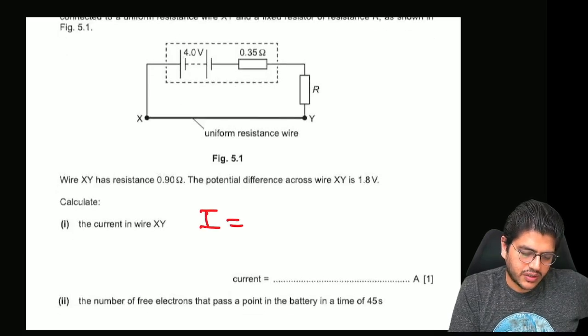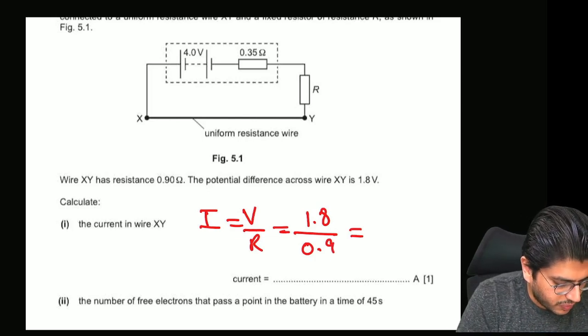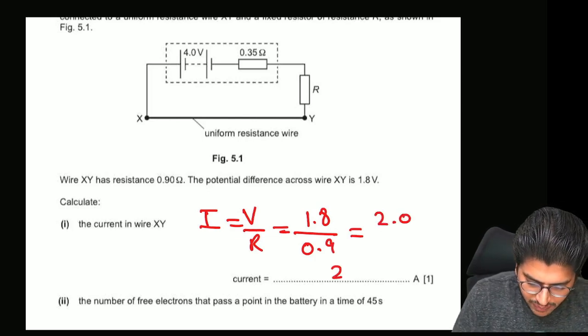So you know that current is voltage over resistance. The voltage is 1.8 and the resistance is 0.9. So if you do 1.8 over 0.9, you will get 2 amperes.